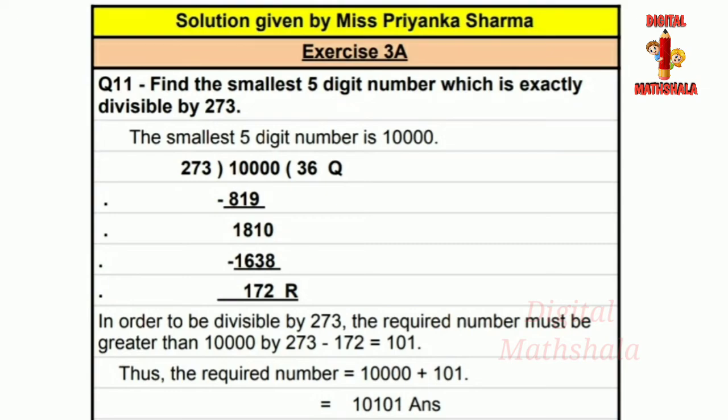It means whatever number we want to find out will be greater than 10,000, and how much greater it is, we will find out by subtracting the remainder from the divisor. So 172 we will subtract from 273, then the answer will come 101. So this 101 we will add to 10,000. Now the answer will come 10,101. That is the required answer. I hope you understand this. Now we will move to the next question, question number 12.